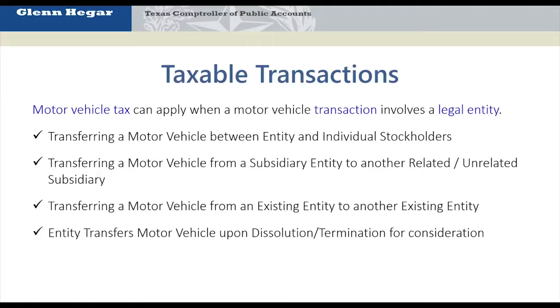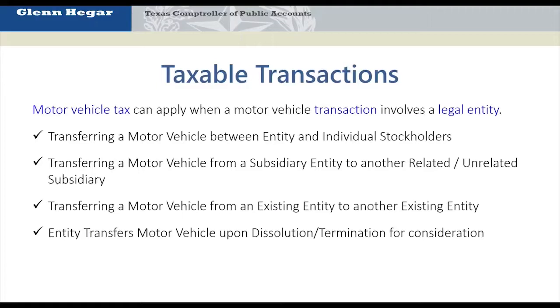So keep in mind with the next few slides, motor vehicle tax applies when a vehicle transaction involves a legal entity, unless there's an exemption available. And some of the examples that we have are when we transfer a motor vehicle between an entity and a stockholder, or when we transfer a vehicle from a subsidiary entity to some other related or unrelated subsidiary entity. Transferring motor vehicles from an existing entity to any other existing entity. And when we transfer a motor vehicle upon dissolution or termination for consideration.